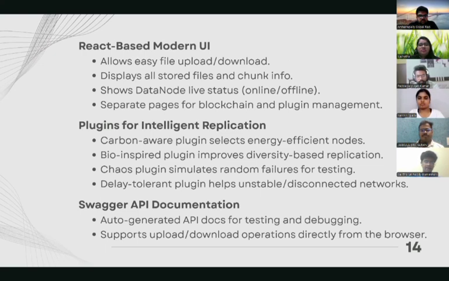And for plugins for intelligent application, our DFS supports multiple intelligent plugins like the Carbon Aware plugin, which chooses nodes based upon low energy cost, and the BioInspired plugin, which replicates chunks in diverse locations similar to biological systems. And the Chaos plugin simulates random node failures for testing DFS resilience. And the delay-tolerant plugin helps unstable or disconnected networks.